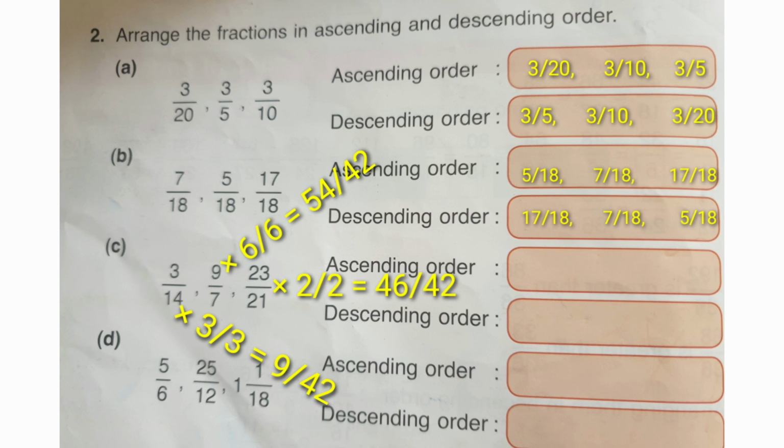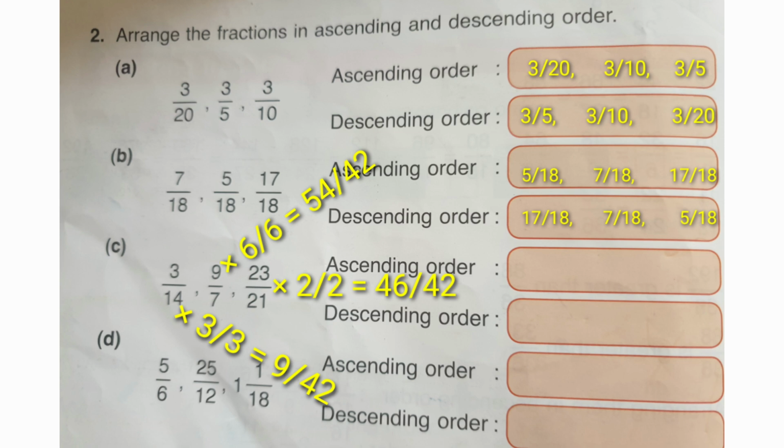3/14 is actually the smallest fraction here because it's a proper fraction. But I just showed you how to equalize the denominators. 3/14 or 9/42, 9/7 or 54/42, and 23/21 or 46/42 are now similar fractions. Remember that if they're similar fractions, it's easier to arrange the fractions.